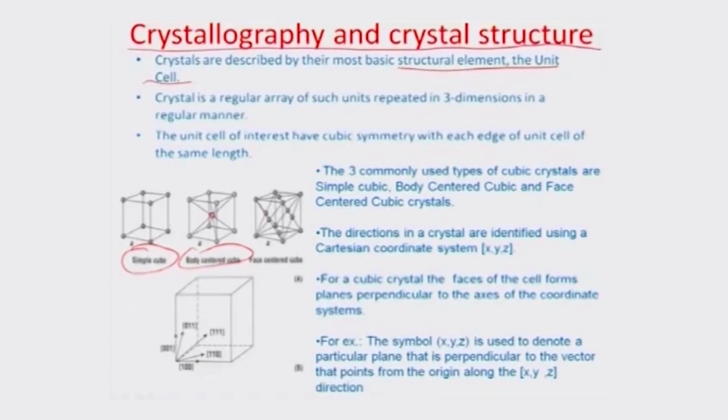And then you have face centered, where the faces also have some atoms apart from the corners, and there is no atom in the center of this particular unit cell. So these are some of the classifications of how cubic crystals can be divided.